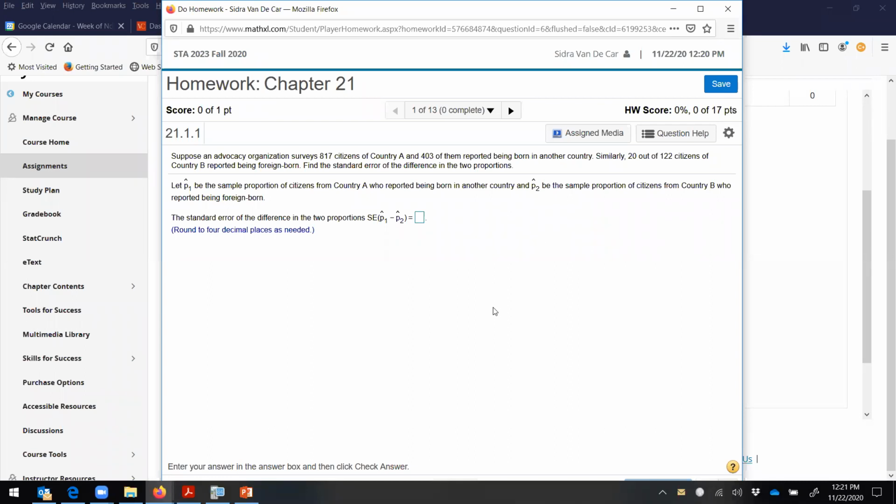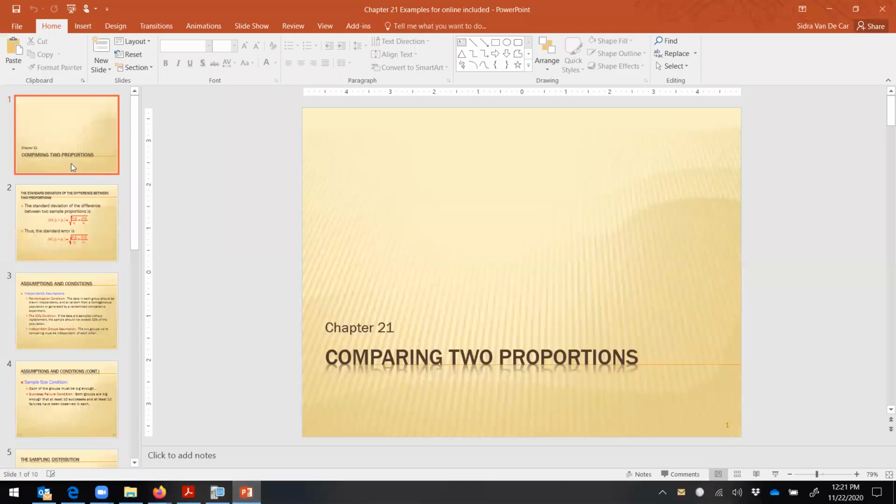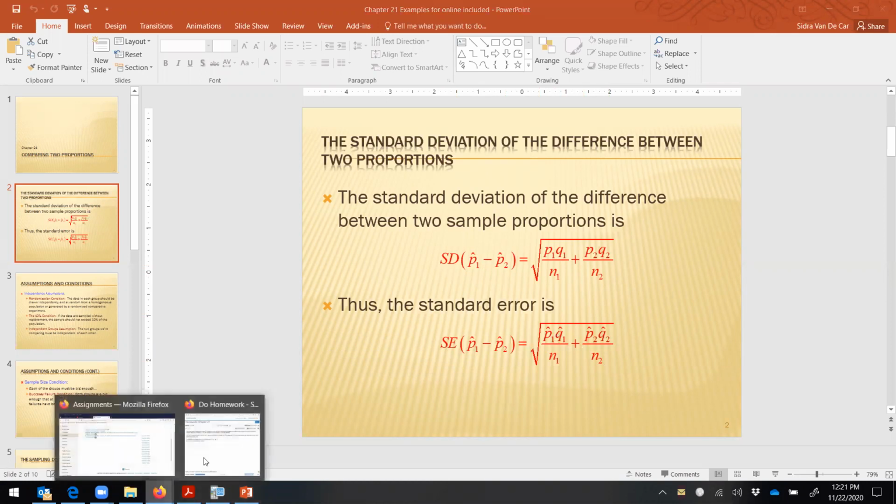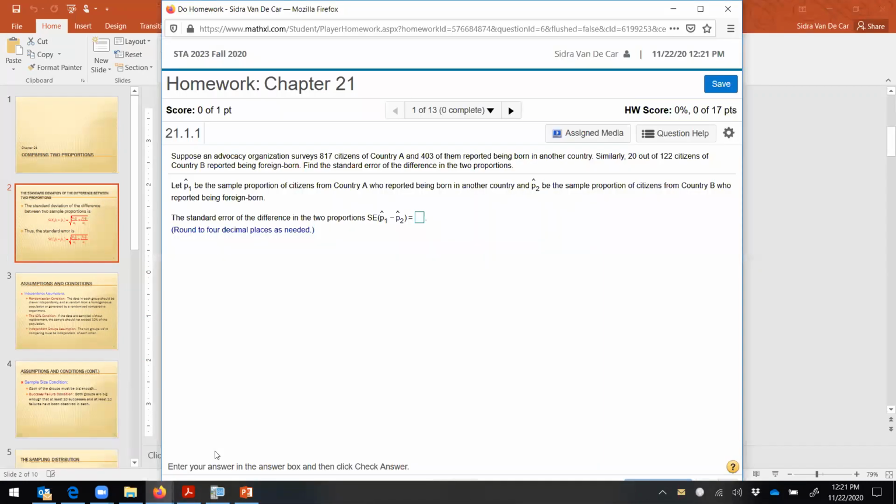Okay, I paused the recording because I wanted to bring up our formula for this from the notes. If you go to the chapter 21 slides, this first slide right here shows you that standard deviation. So the standard error is the same thing with our samples. Notice that it's the square root of P1 Q1 over N1 plus P2 Q2 over N2. So let's go back to our problem here.